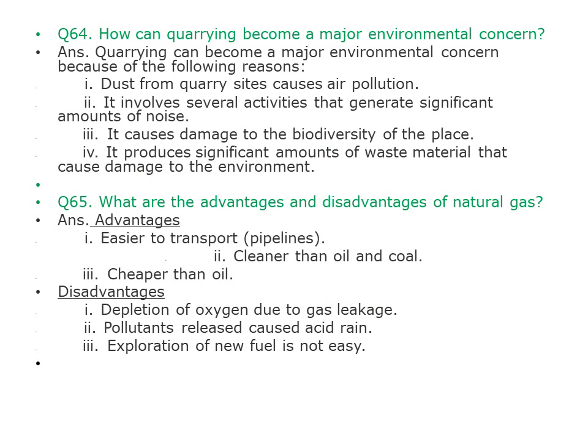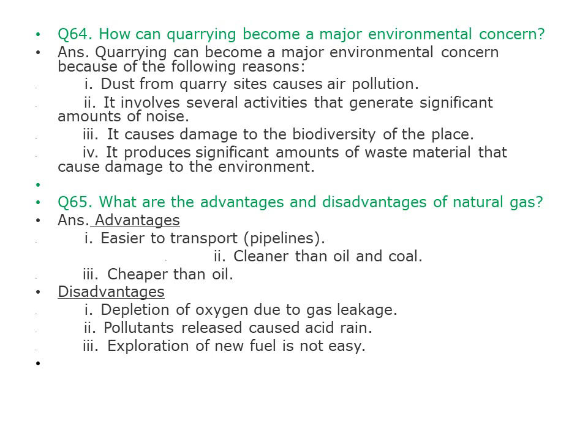How can quarrying become a major environmental concern? Quarrying can become a major environmental concern because of the following reasons. Dust from quarry sites causes air pollution. It involves several activities that generate significant amounts of noise. It causes damage to the biodiversity of the place. It produces significant amounts of waste material that cause damage to the environment.